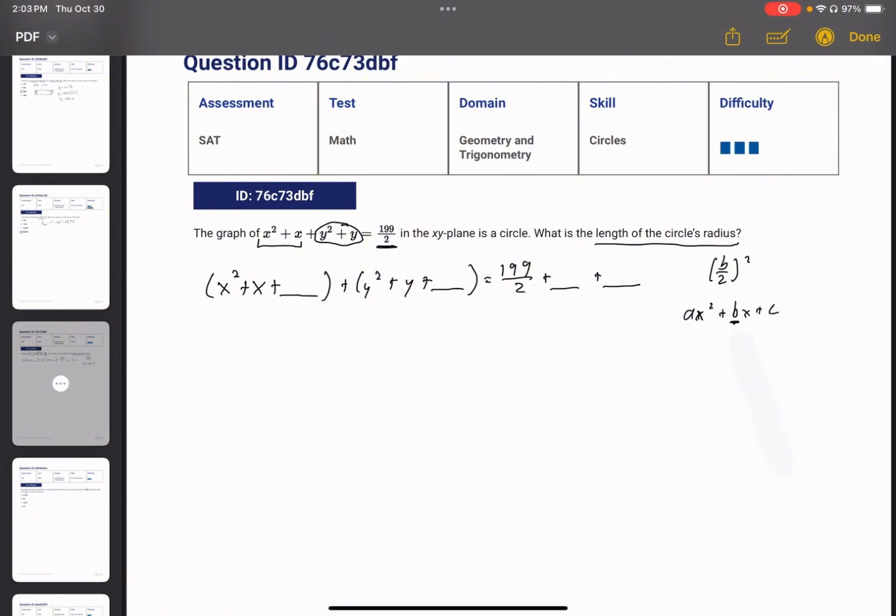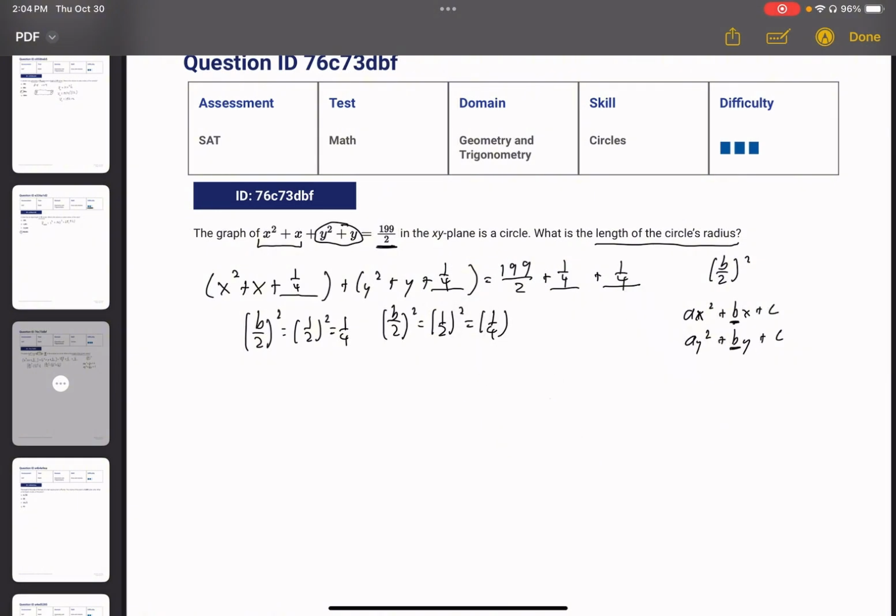So looking for our b variable, this applies to y as well. So our b variable here is 1, since there's no number before the x, it's assumed to be 1. So our b over 2 squared here would be equal to 1 over 2 squared, which is equal to 1 over 4. And now we add 1/4 to each side. We're going to do the same over here for the y. Our y has a 1 before it, so 1 over 2 squared is equal to 1/4.